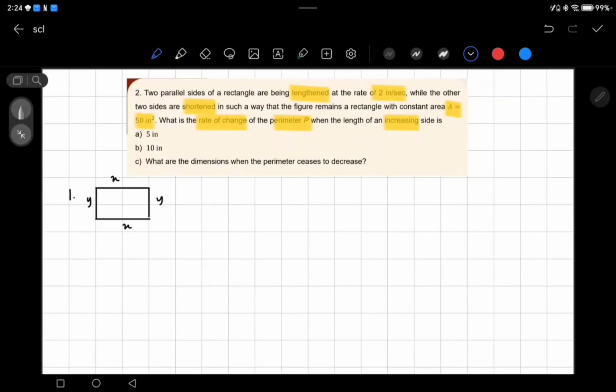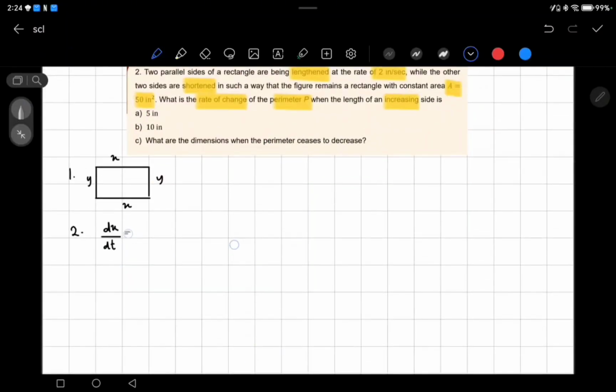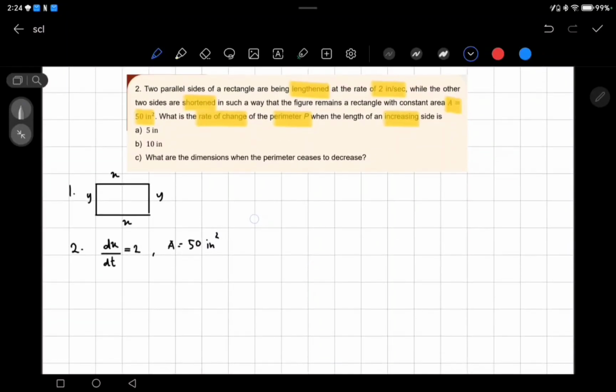First step, from the question we can draw the diagram of the rectangle and we interpret the length as x and the width as y. From the question we know that dx over dt is equal to 2 and the area is 50 inch squared. And we know that the formula for the area of the rectangle is x times y. So from this, we know that xy is equal to 50.